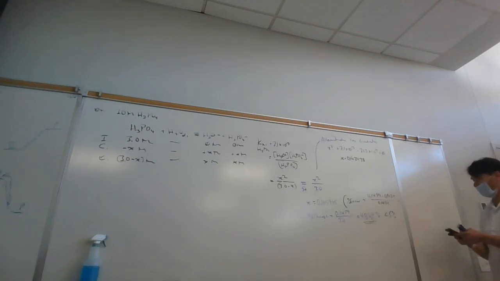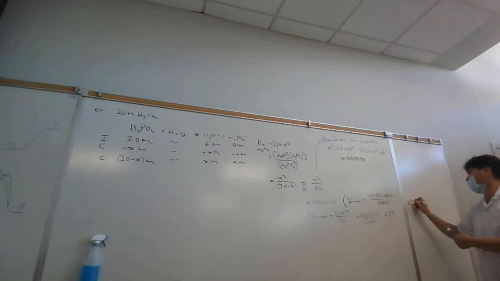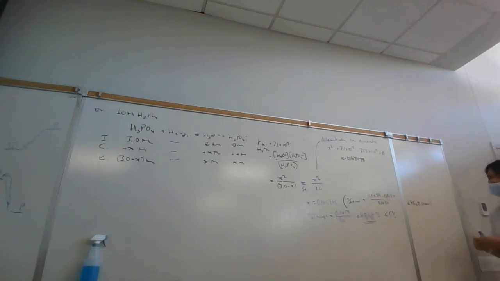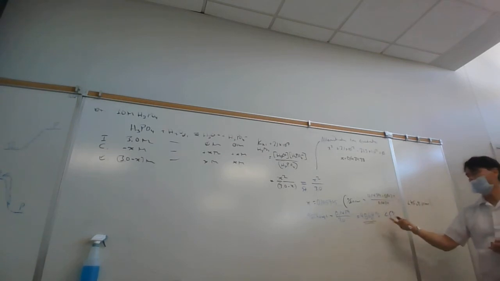0.0035 divided by 0.1424 times 100. 2.457%. 2.457% error. So if we're okay with this 2.5% error, then the simplifying assumption is fine.